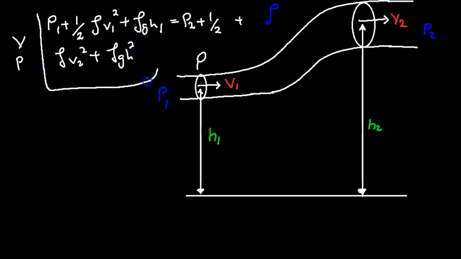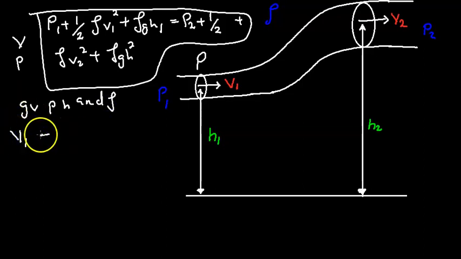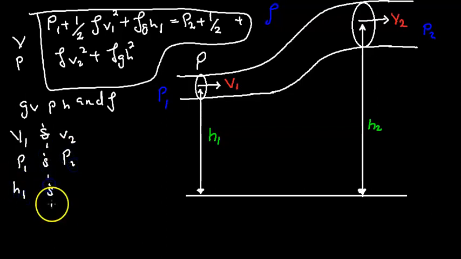What we have in this formula is a combination of G, V, P, H, and rho. But at the same time, you should notice that we have V1 and we also have V2. We have P1 and we also have P2. We have H1 and we also have H2. But for the density, that is rho, we only have one.